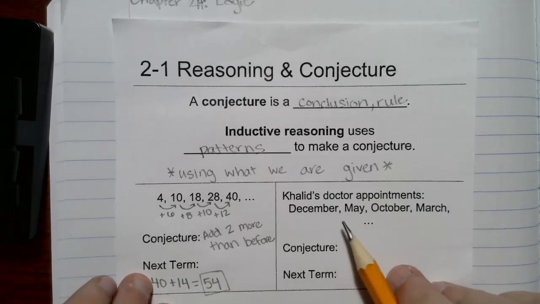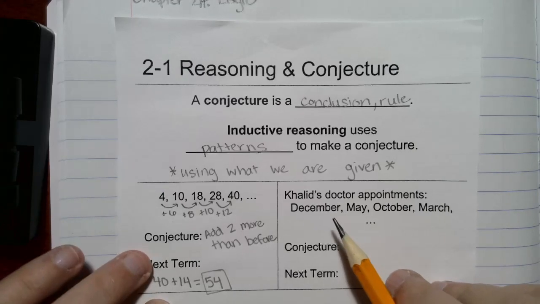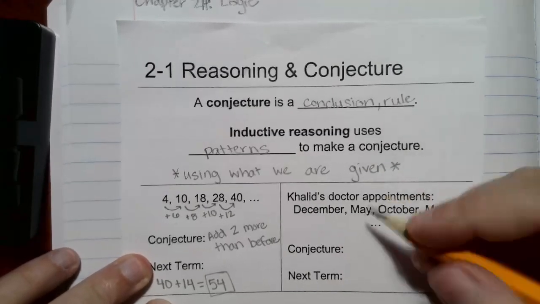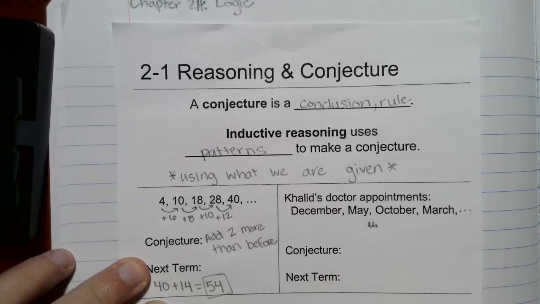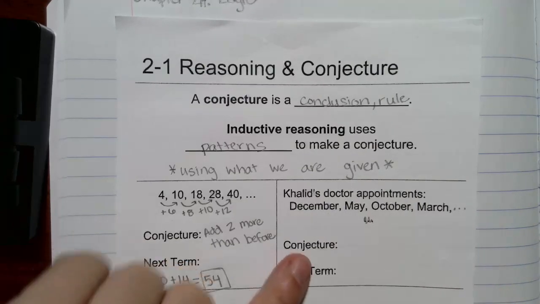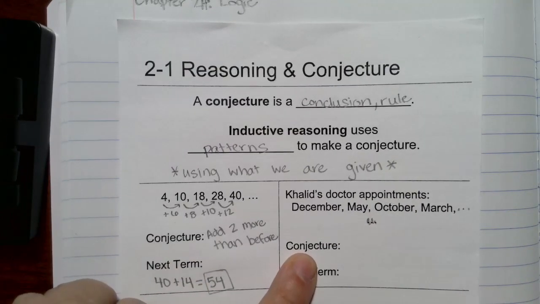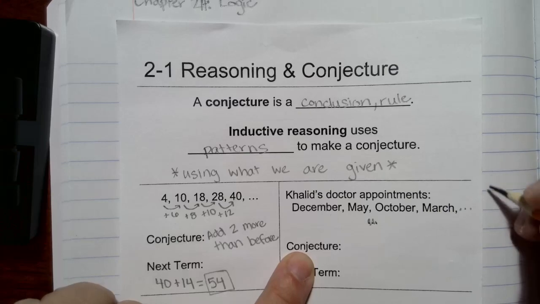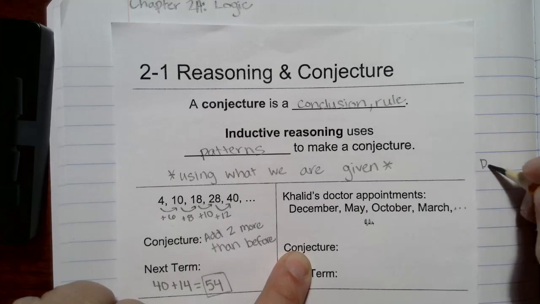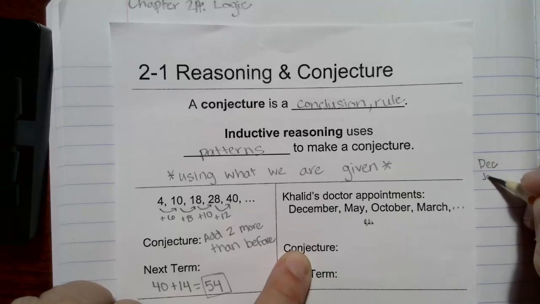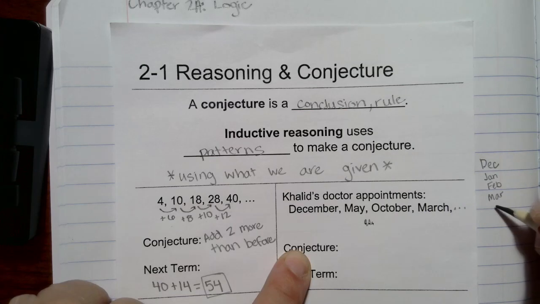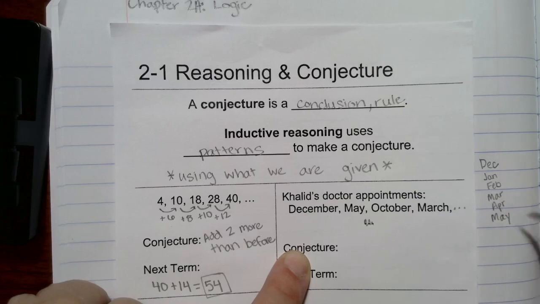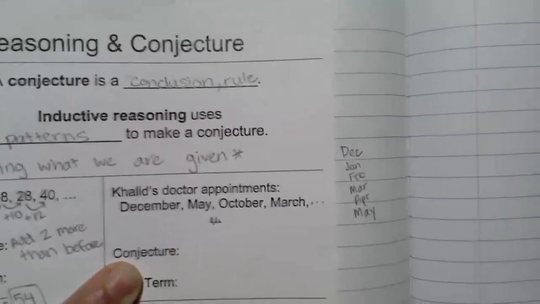Okay, next up we have more of a word problem. It says Khalid's doctor appointments are December, May, October, March. Now this was supposed to be over here, sorry. Okay, so we need to decide what is our conjecture, what's our pattern with his doctor appointments. Okay, so it starts in December. I'm going to make a list of my months over here. So it goes December, after December it goes January, February, March, April, May.